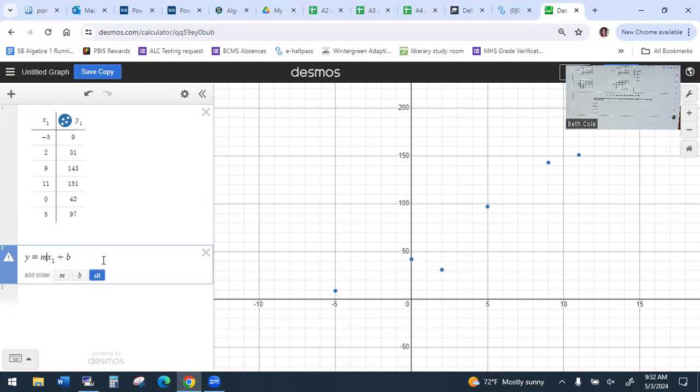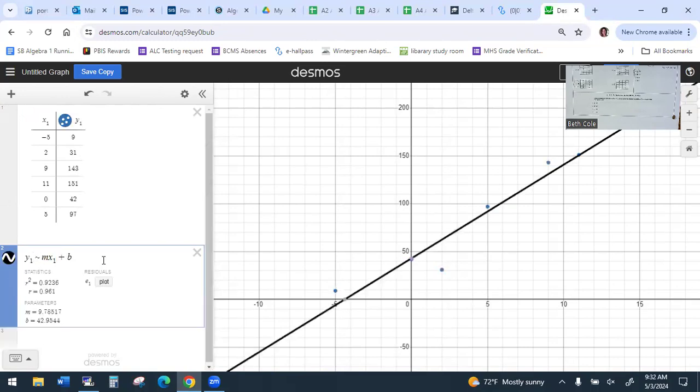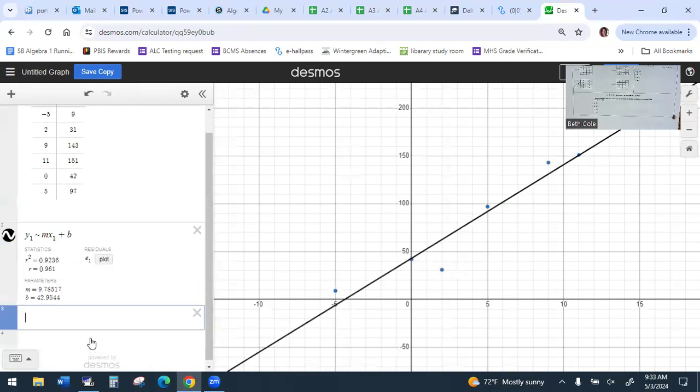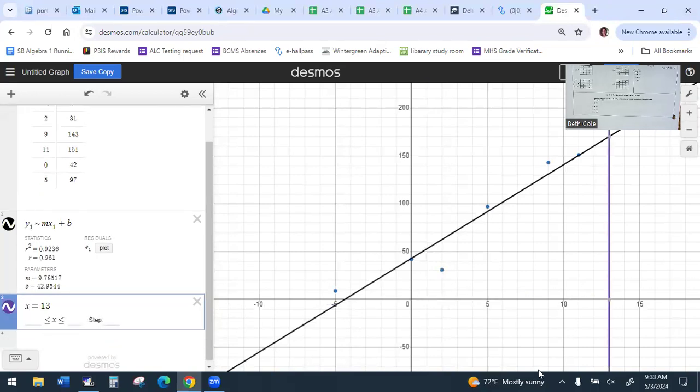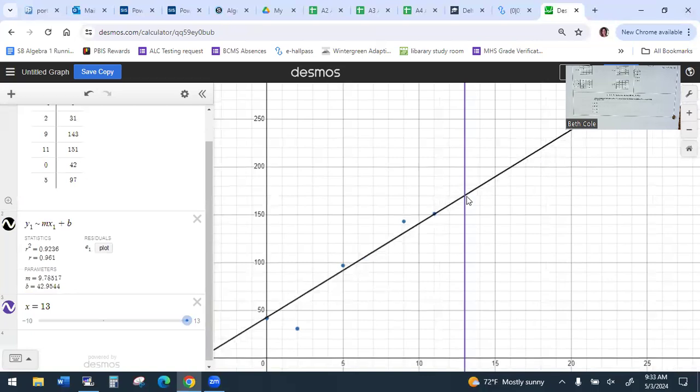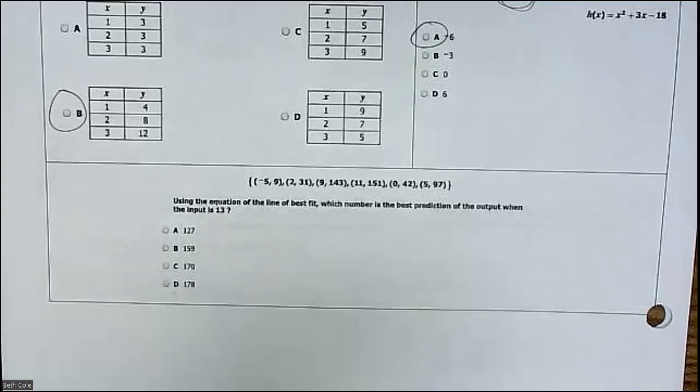I'm going to put in the ones, change it to a tilde. Now, if you're in the back, you probably can't see that. It says the slope is 9.78. Or, oh, we're not actually writing the line. We have to do a prediction. Look at the paper. What does it say to predict? So I'm going to put x equals 13 and click on the intersection. I got 170.162. Is there one that's pretty close to 170? Yeah, Steve.